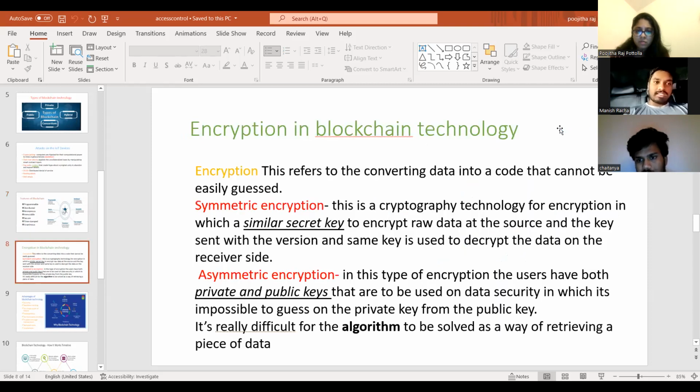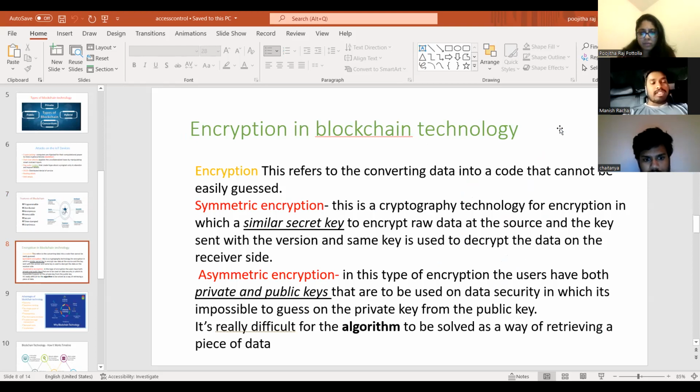So, next slide. Encryption in blockchain technology. Encryption refers to converting data into code that cannot be easily guessed. Every piece of data should be encrypted so that a hacker should not get to know what the actual data is.